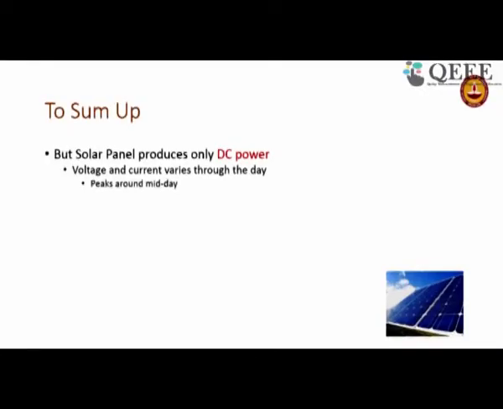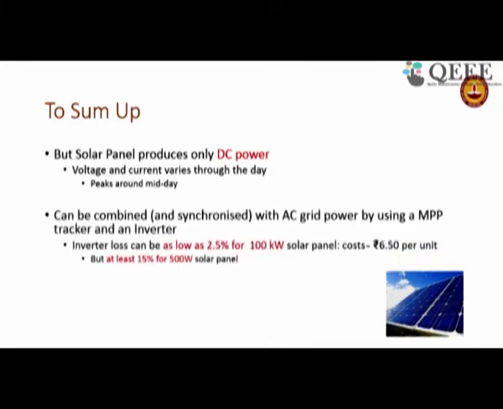To sum up, a solar panel produces only DC power, voltage and current throughout the day. Peaks during midday can be combined with the AC grid using a maximum power point tracker. Inverter loss can be as low as 2.5% if I put in 100 kilowatts. So if I put in a centralized power plant, my inverter loss, the DC to AC converter losses, may be very small, 2.5%, so 97.5% I can get. No problem. And the cost will be around 6 rupees 50 paise per unit.